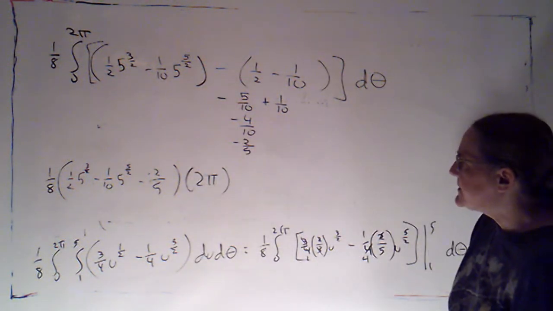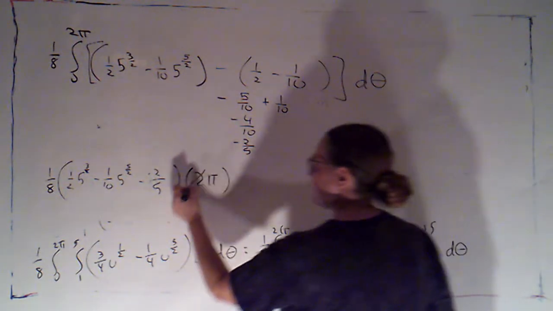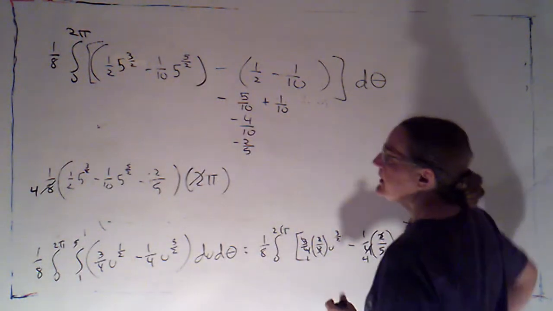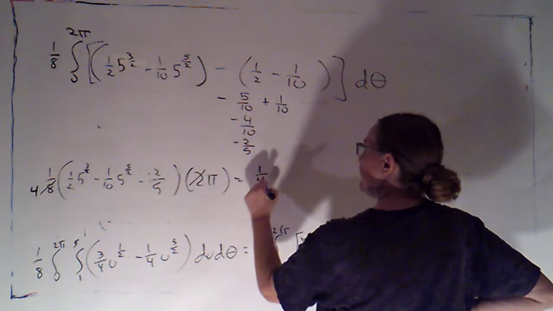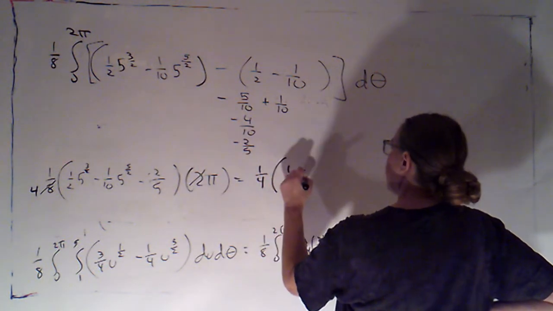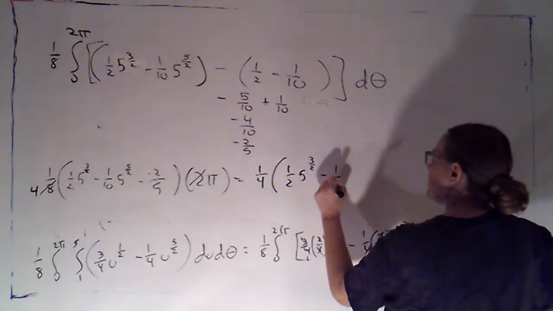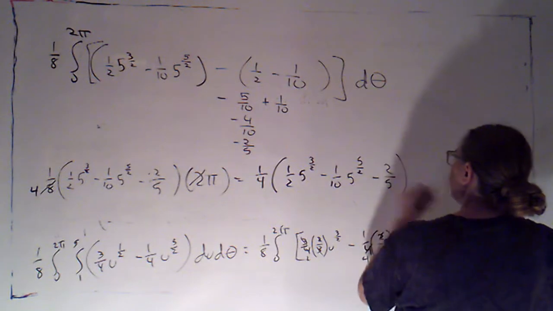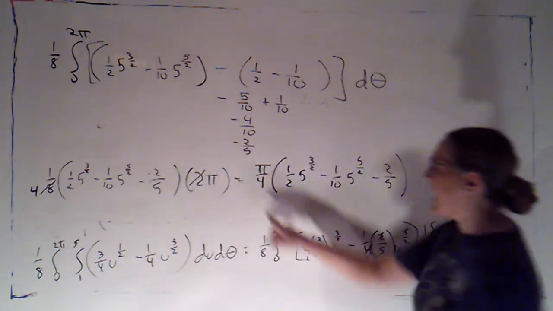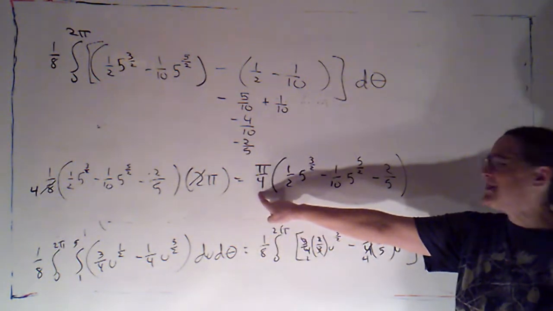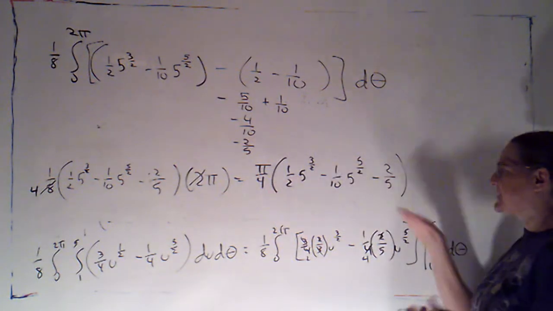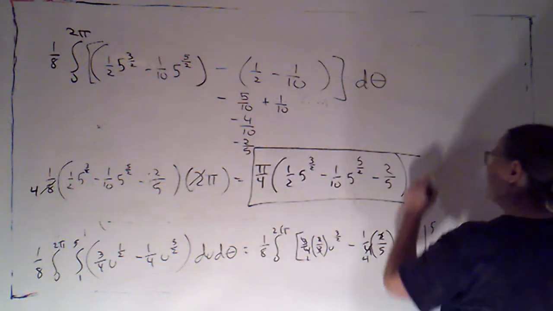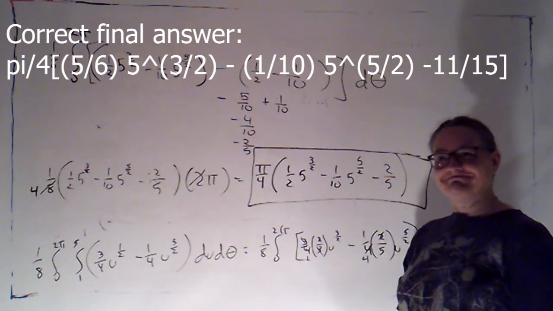Not a whole lot of simplification to do. I think I'm going to cancel the 2 with the 8 to get a 4 there. And then I'm going to say I have a 4th of 1/2 5 to the 3/2 minus 1/10 5 to the 5/2 minus 2/5 times pi. So let's just make that a pi over 4 and combine the pi and the 1/4. That's definitely simplified enough at this point. All right, good stuff.